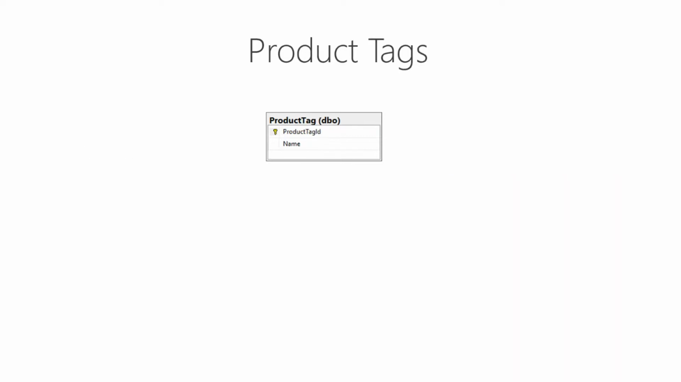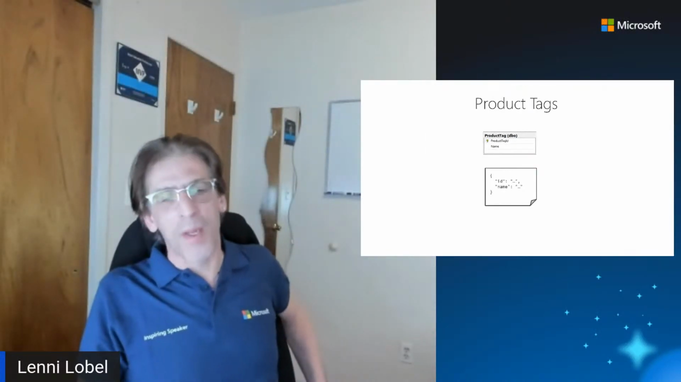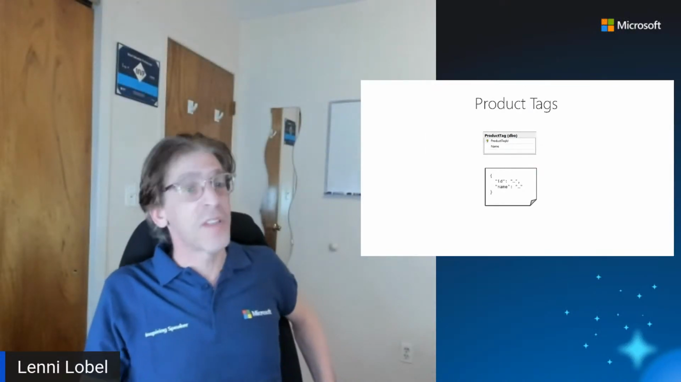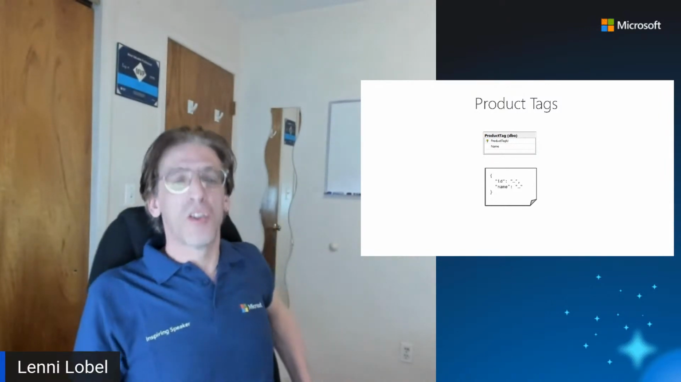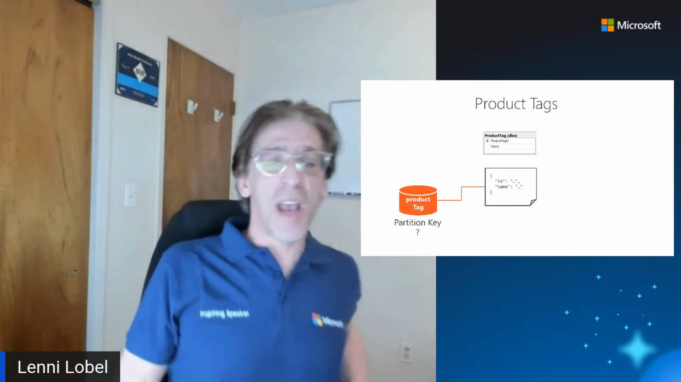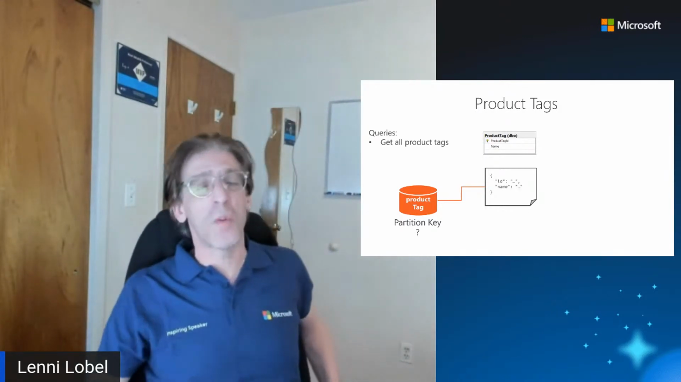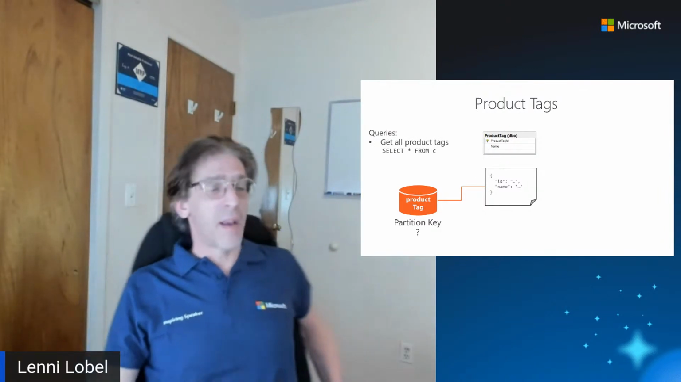Product tags, I won't rehash that because it's the same concept. A simple key value pair where the user might want to see a list of tags. When they see a tag of interest, they'll want to see all the properties associated with that tag. Same concept. Translate the column names to property names. Put them in a tag container, ask yourself how to partition it, and answer it with the same answer. We want to get all the product tags. It's a select statement that returns them all.